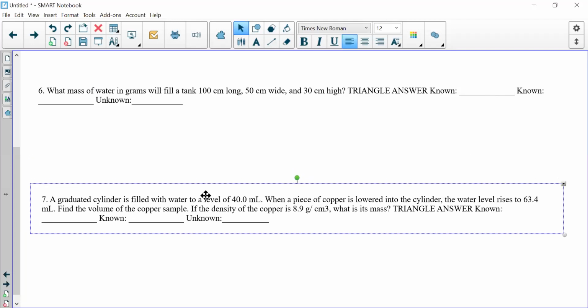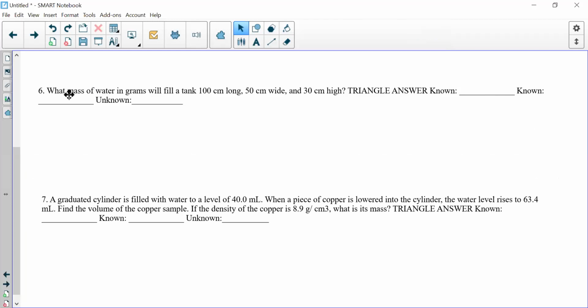I'm going to give myself some room to work here. So the first problem asks, what mass of water in grams will fill a tank 100 centimeters long, 50 centimeters wide, and 30 centimeters high? Now, this triangle here, I'm going to remind you that the triangle can potentially save your life.